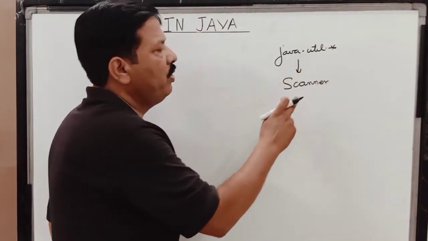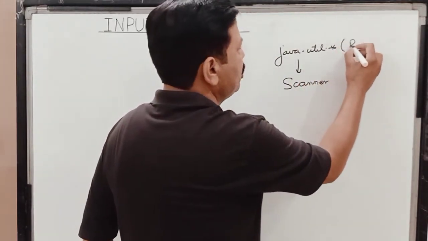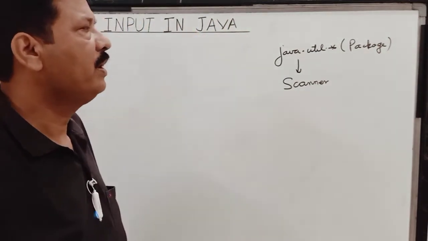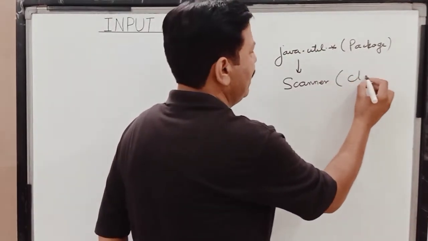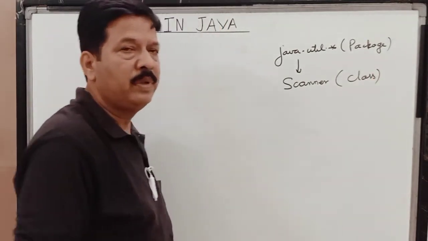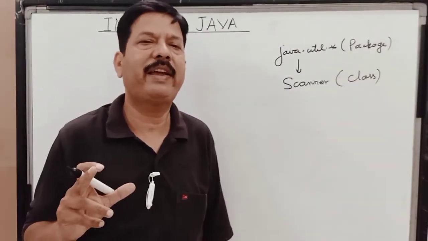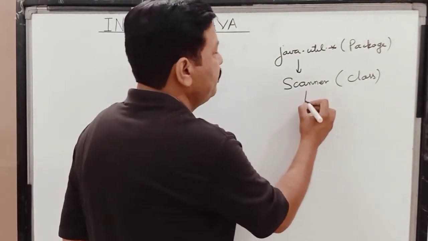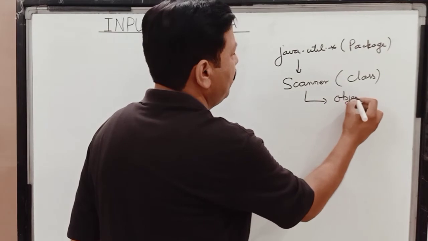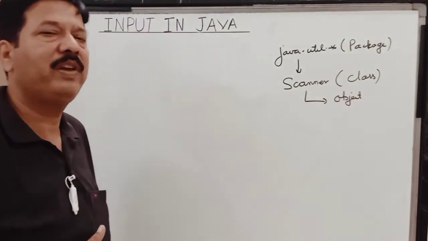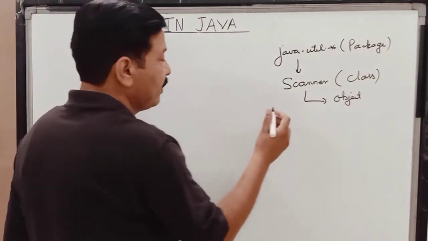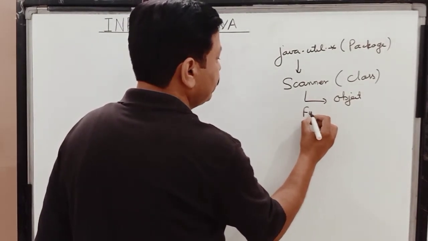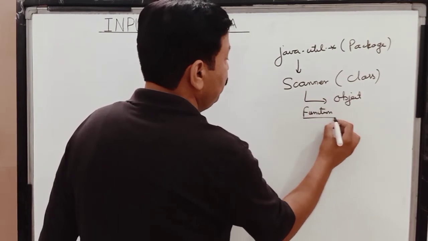So in java.util we have this package. We have a package called java.util.*, and in that package we have a class called Scanner. And children, I have told you that classes are virtual, they are not existing. So what we do is we make an object of this class, and through that object only we work. I'll tell you how we are going to make the object. And children, in this class we have got some functions with which we are going to enter values.